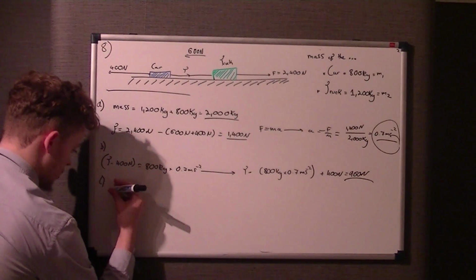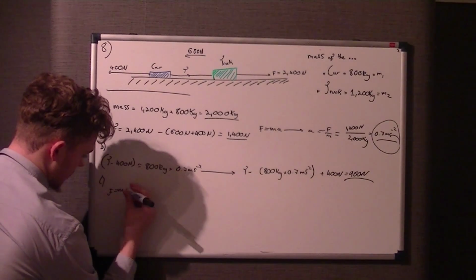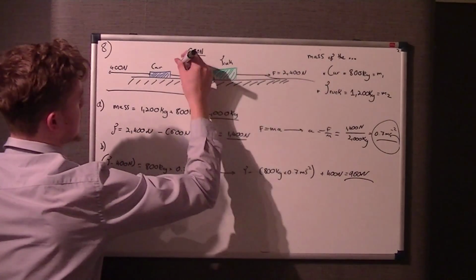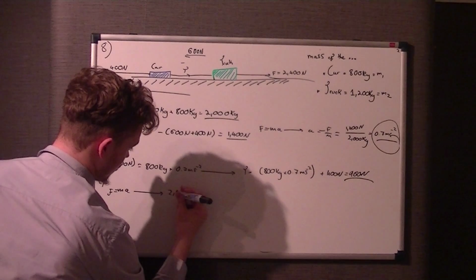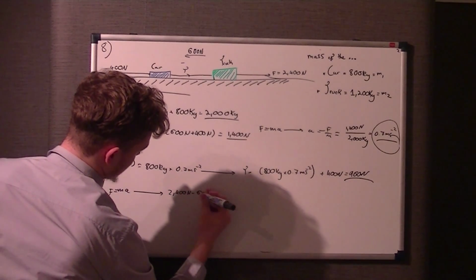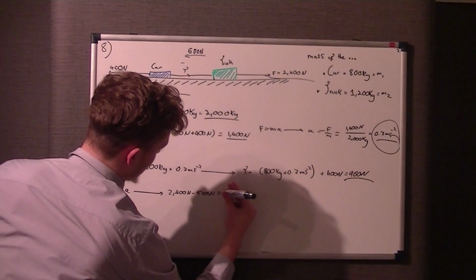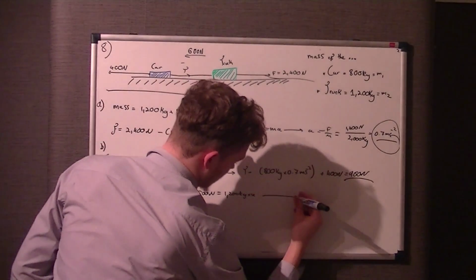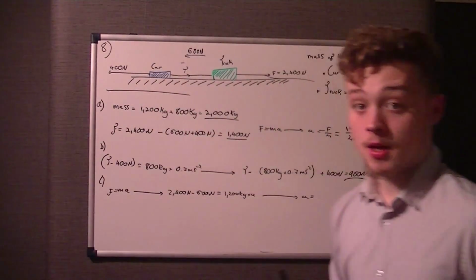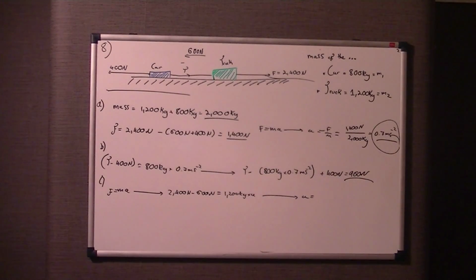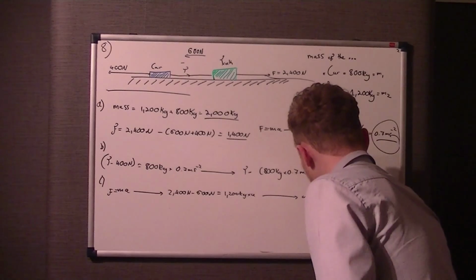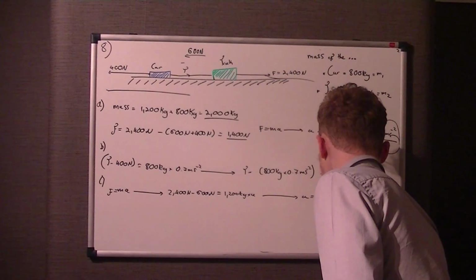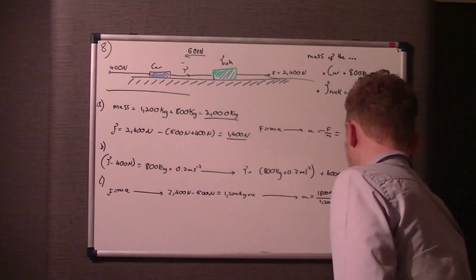Resultant force is equal to mass times acceleration. The resultant force is the forward force, 2,400 newtons, take away the 600 newtons, and that's equal to the mass of the truck, which is 1,200 kilograms, times the acceleration. Rearrange that to get the acceleration. So the acceleration is equal to 1,800 newtons over 1,200 kilograms, which should get you 1.5 meters per second squared.